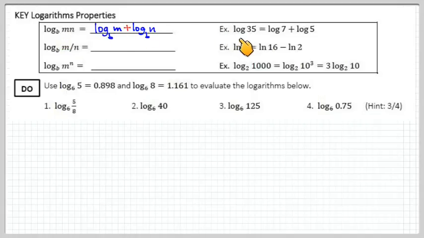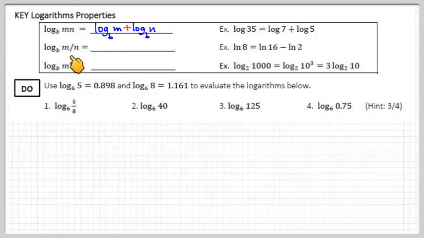So if I have the log of 35, which is made of 7 times 5, I could write it as log of 7 plus the log of 5. Now we're assuming here that the bases are all the same. In all these cases, you notice that the bases are all the same for the expressions.